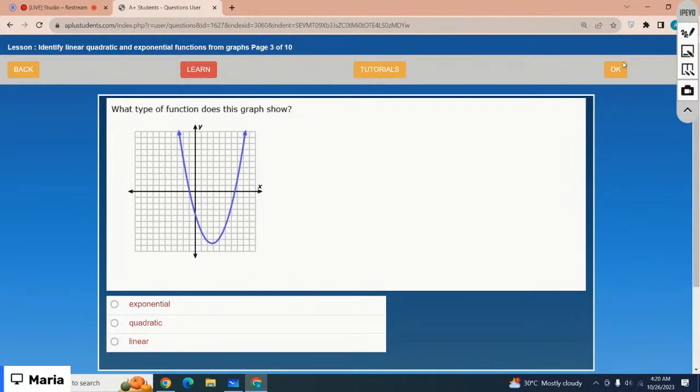What type of function does the graph show? Which is the correct option? Exponential, quadratic, linear. The correct option is that is the graph of the quadratic function. Very good.